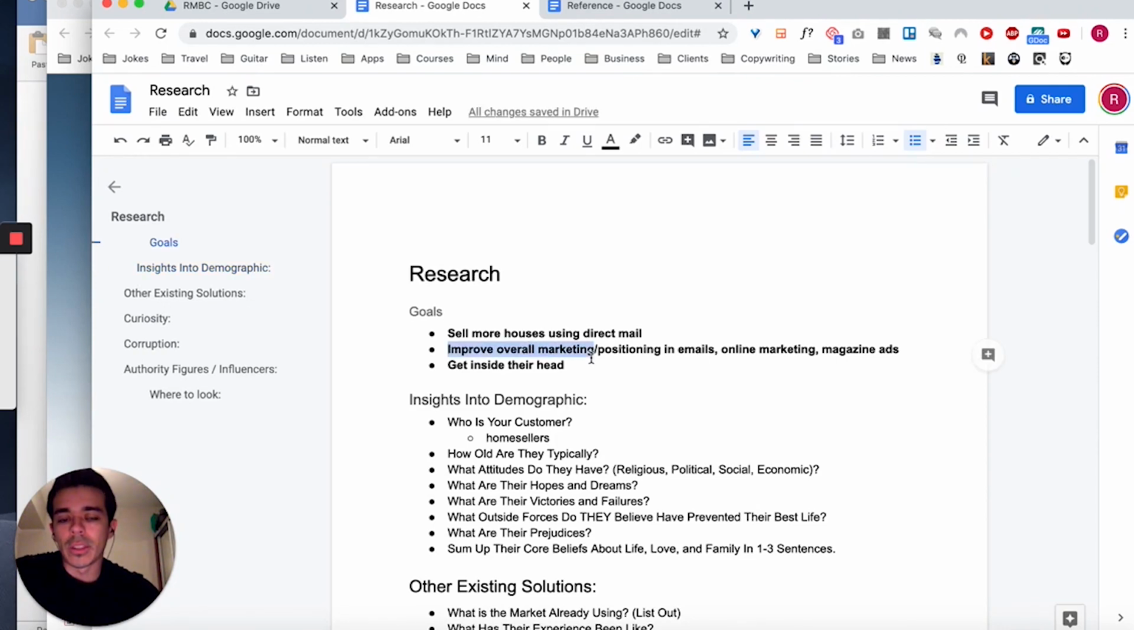I think the secondary goal of this is so that you could use this information for all sorts of marketing across the board. If you're building a website and you're trying to figure out what to put on that website, come back to this research document. If you're sending emails and you don't know where to start, go through this research document to pick out an attention-grabbing headline. All sorts of things, like magazine ads, things like that.